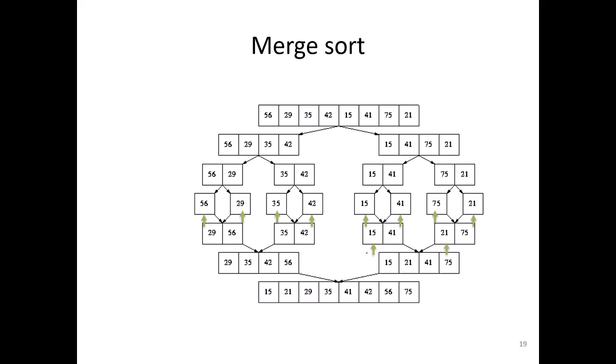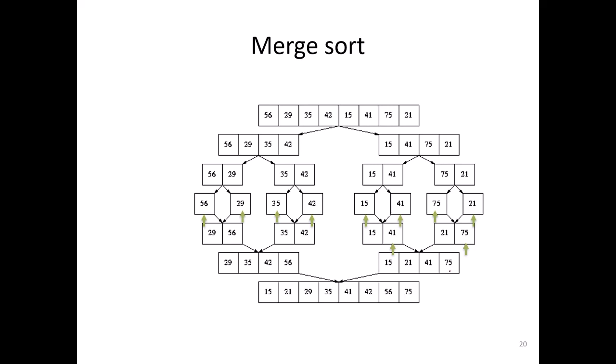In a similar way, these two arrays are merged. Now 15 is compared with 21. 15 is less, so we copy the element into the temporary array and move the pointer. Now 41 is compared with 21. 21 is less, so we copy 21 into the temporary array, and 41 is compared with 75. Now 41 is less than 75, so we store it in the temporary array. Then there is no element to compare in the left side array, so we copy 75 into the temporary array.